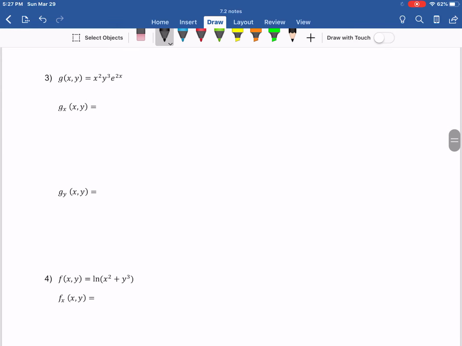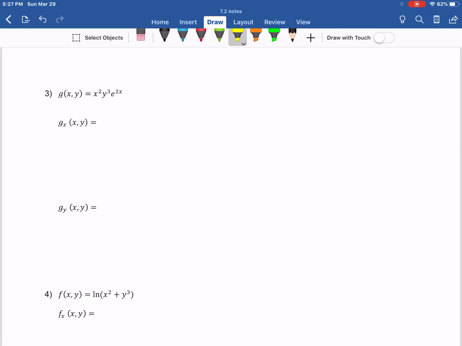Example number 3. So now we're going to find the derivative of this function g with respect to x. So your y is your constant. Let's highlight the constants. That's your constant. So notice that I have an x that's in the x squared part of the function as one factor, and then I have an x in the e to the 2x factor, and that third factor overall. And so I have to use the product rule, because I have x's in both places.